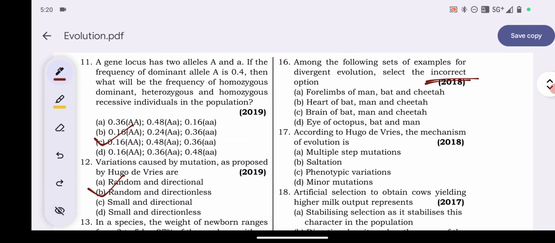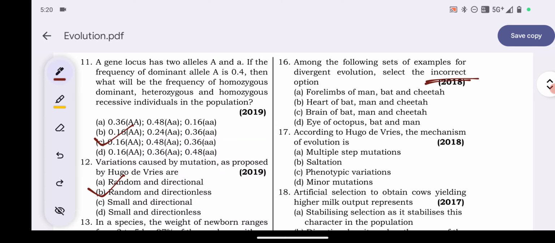Remember, आपको incorrect वाला ढूंढना है. Forelimbs of man, bat and cheetah. Heart of bat, man and cheetah. Brain of bat, man and cheetah. Eye of octopus, bat and man. Incorrect divergent evolution क्या होता है?